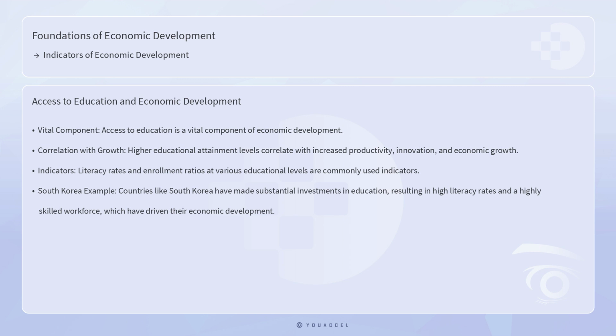Access to education is a vital component of economic development. Higher educational attainment levels correlate with increased productivity, innovation, and economic growth. Literacy rates and enrollment ratios at various educational levels are commonly used indicators. For example, countries like South Korea have made substantial investments in education, resulting in high literacy rates and a highly skilled workforce, which have driven their economic development.